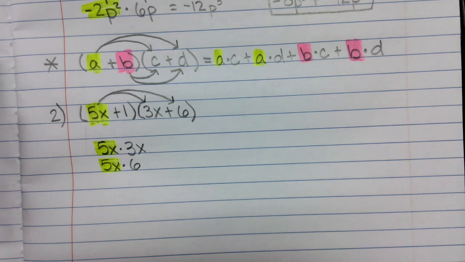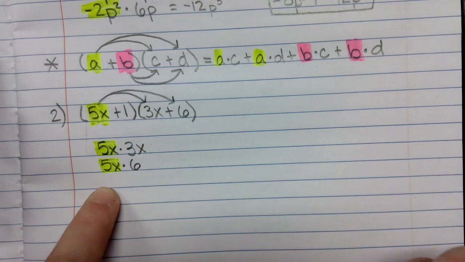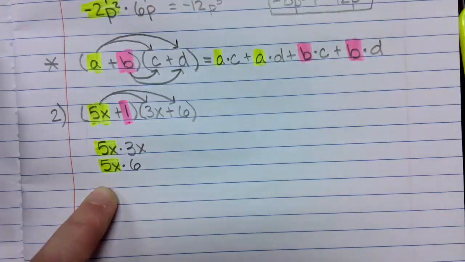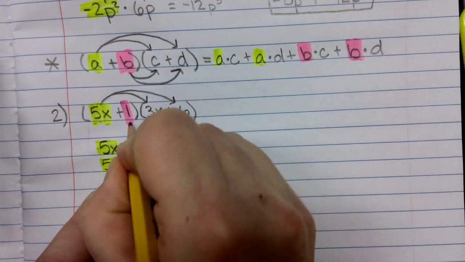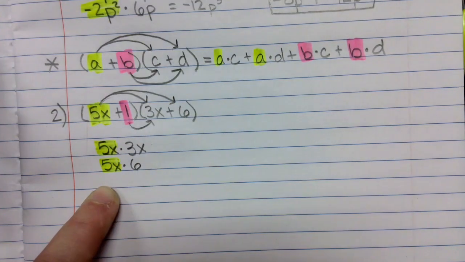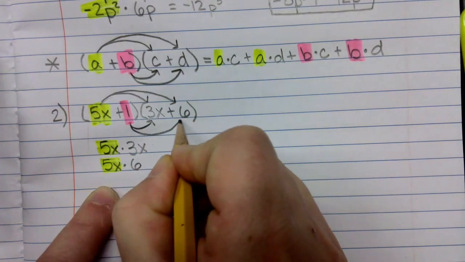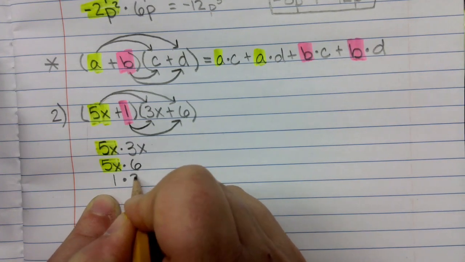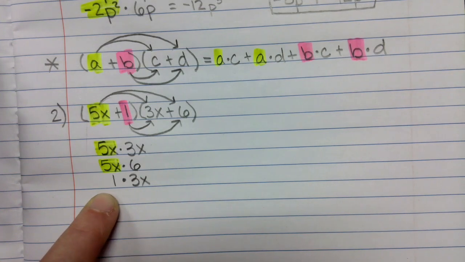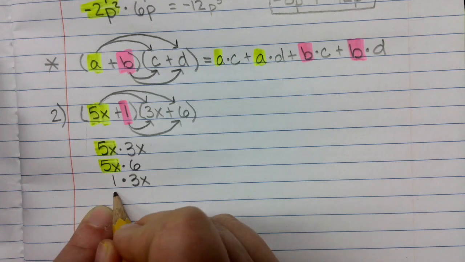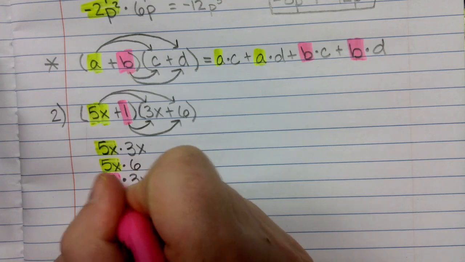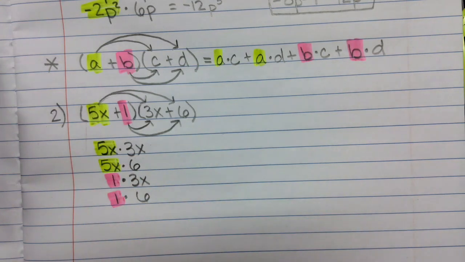Alright. Then I have to distribute my second part. So what is my second part? 1. So I'm going to take that 1, and we're going to distribute it to the 3x and to the 6. So we'll do 1 times 3x, and we'll do 1 times 6. And then we can find those answers to those problems.